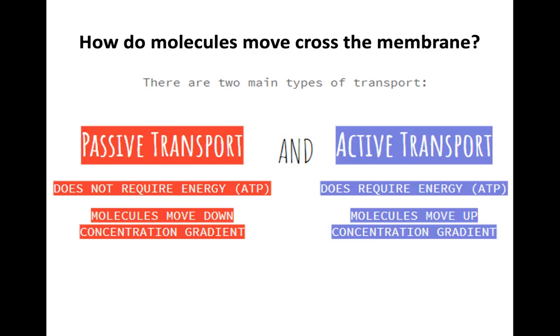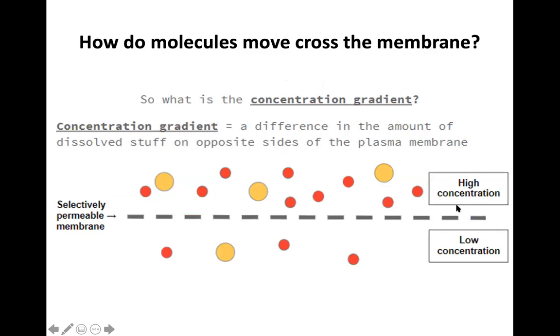So we need energy. Yeah, going up. Yep. And then when we're going down, whee, that's the easy part, right? No energy. Okay? So we're going to talk about some types of passive transport and some types of active transport. So one word before we get into there that you need to be familiar with is a concentration gradient. Okay? So concentration gradient is the difference in the amount of dissolved stuff on opposite sides of the cell membrane or the plasma membrane, because you can see it both ways.